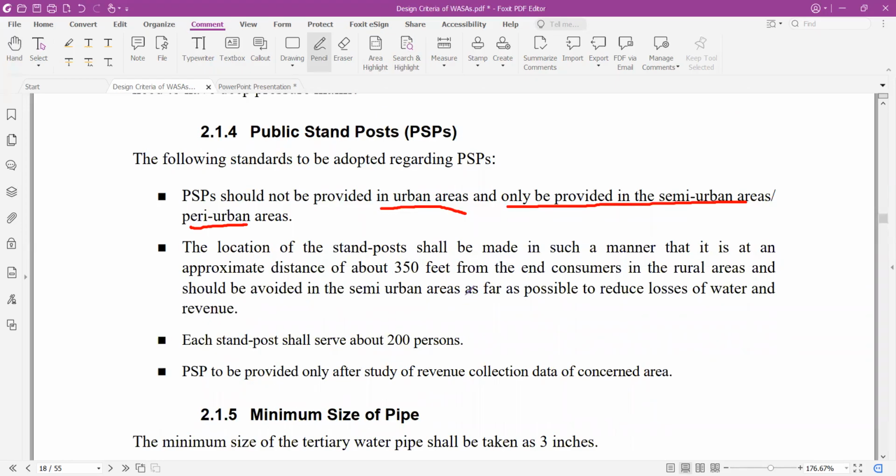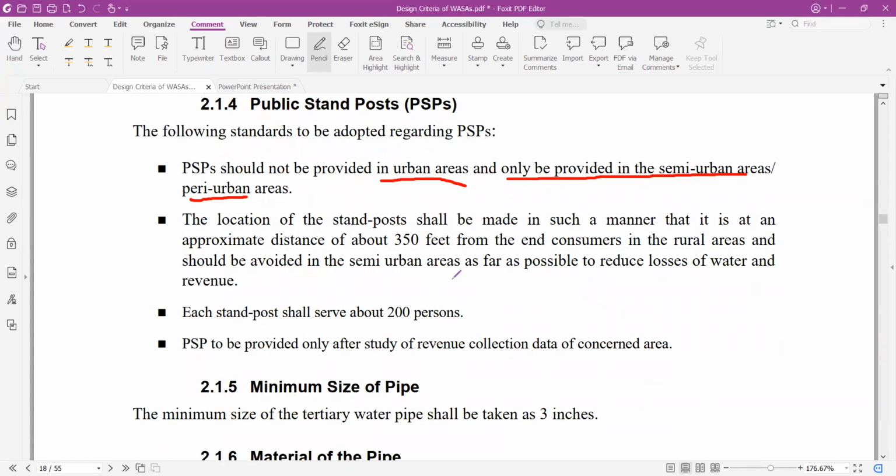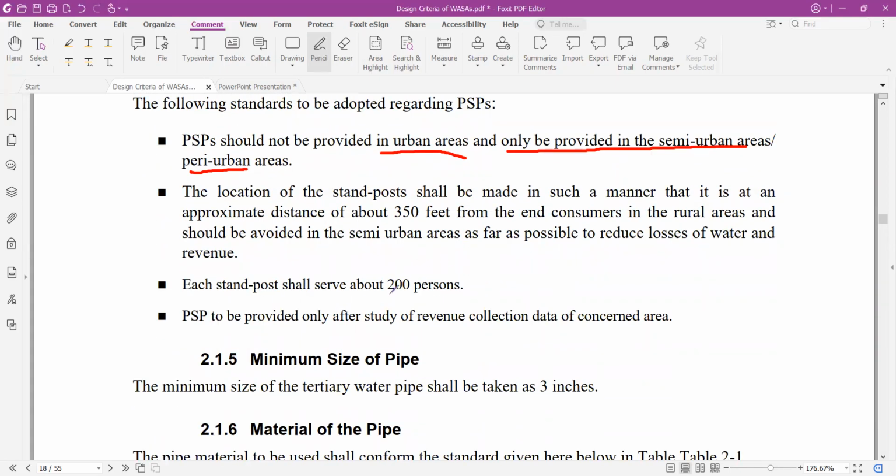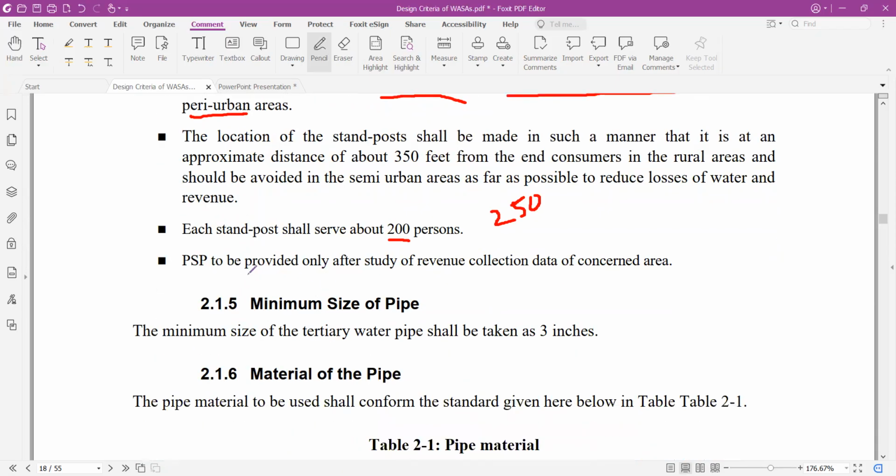the rural areas. It should be provided within about 350 feet of the end consumers and should fulfill the demand of 200 persons. And in the context of India, it is about 250%. So PSP is to be provided only after a study of revenue collection data of the concerned area.